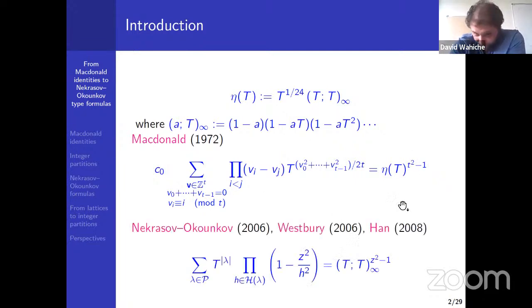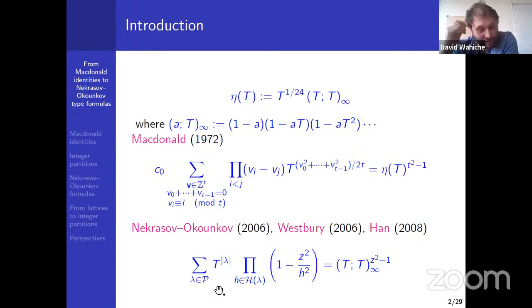On the other hand, since I'm trying to go from Macdonald identities to the Nekrasov-Okounkov formula, I'm introducing the so-called Nekrasov-Okounkov formula, which was discovered simultaneously by Nekrasov and Okounkov on the one hand, using gauge theory, and Westbury on the other hand, more coming from representation theory. And later it was rediscovered by Han in 2008, using combinatorial methods. So it reads as follows.